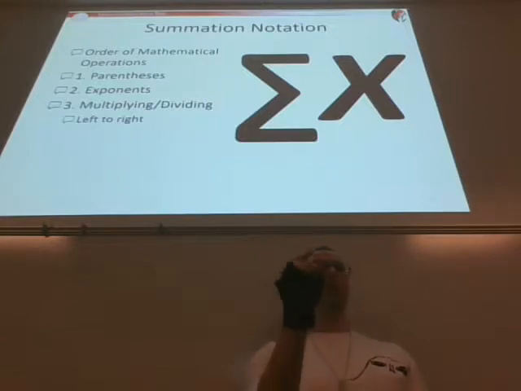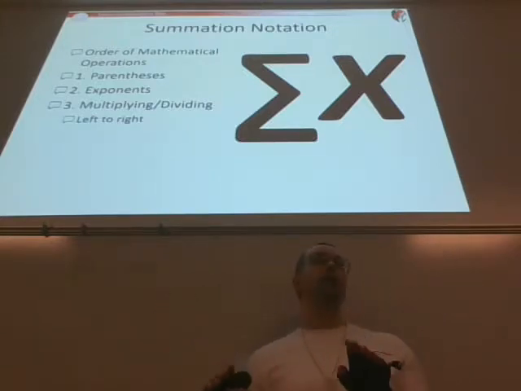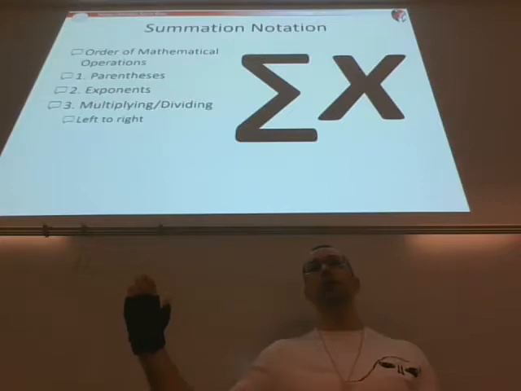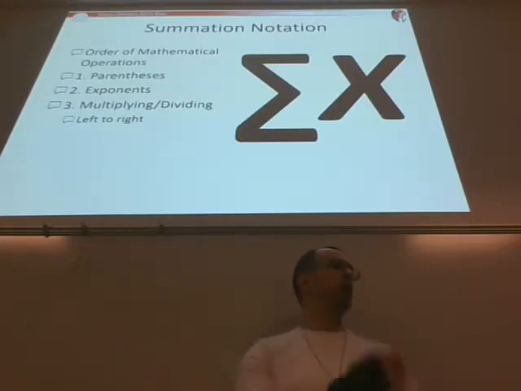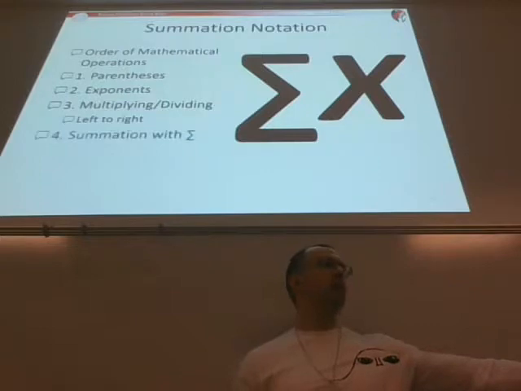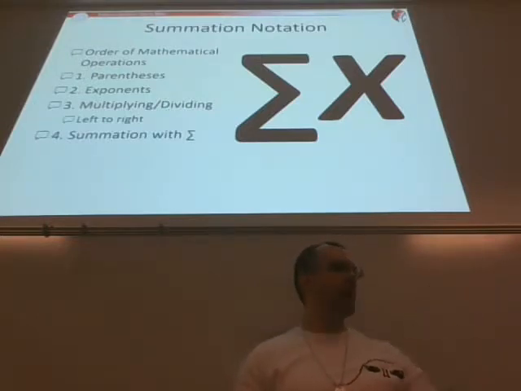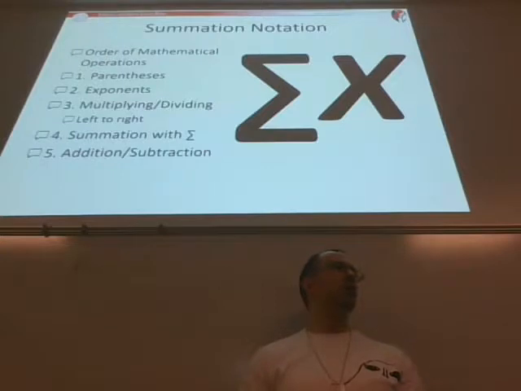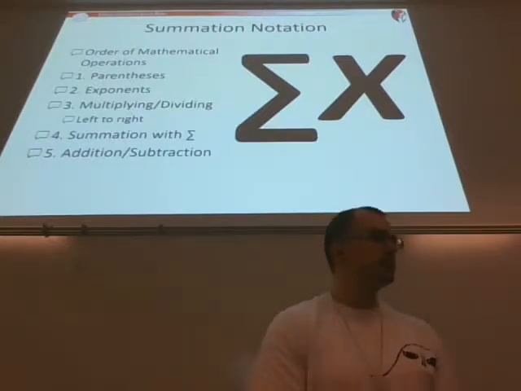Sometimes students start multiplying and dividing and they just choose arbitrarily where to start. No, you've got to start from left to right. That's the convention. That's the way that you do it. So multiplying and dividing, left to right, and then this is the second piece of new math. Then you do summation with the summation symbol. You do summation that is signaled with that sigma symbol, and then finally you end it with any additional addition and subtraction. So this is the order of operations.